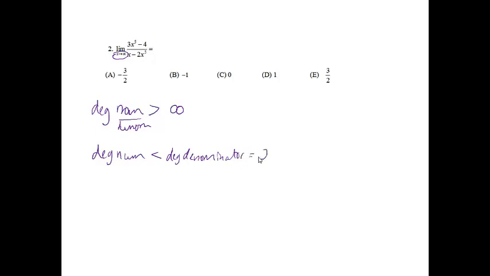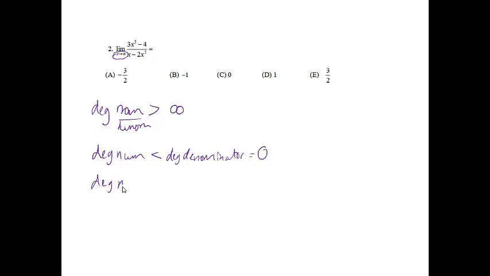Okay, question 2. Find the limit as x approaches infinity of 3x to the 5th minus 4 over x minus 2x to the 5th. Okay, I know as I'm approaching infinity, I'm going to be comparing the degrees. So we're going to compare the degree in the numerator versus the denominator. And if the degree in the numerator is greater than the degree in the denominator, my answer will be infinity. If my degree in the numerator is less than the degree in the denominator, my answer will be 0.